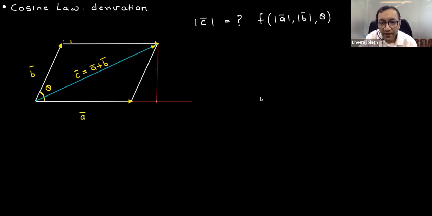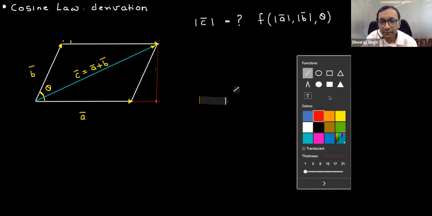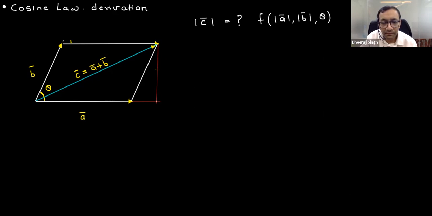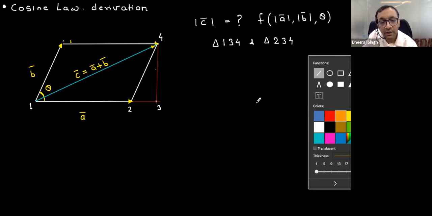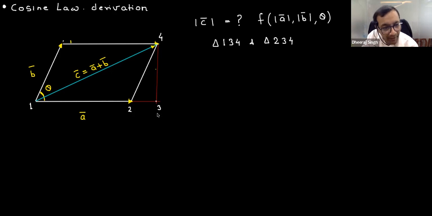Now, how many right angle triangles do you see here? Two right angle triangles. Very, very good. Let us say this is one, this is two, this is three, this is four. What are the names of the triangles? Triangle 1, 3, 4 and triangle 2, 3, 4. These are the two right angle triangles. So I can use these two right angle triangles for Pythagoras theorem, right?